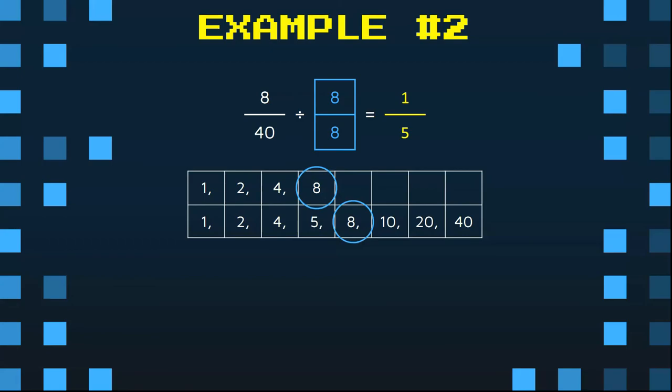And there you go. Remember, dividing by the greatest common factor will get the job done in one step. And if you don't find the greatest common factor, you're going to have to remember you might have to divide more than once.